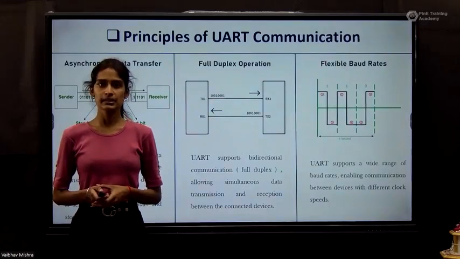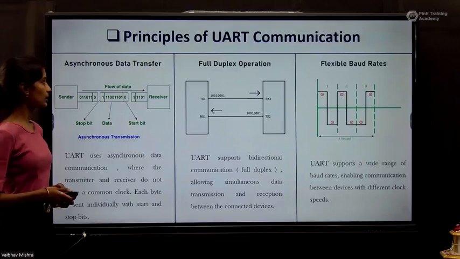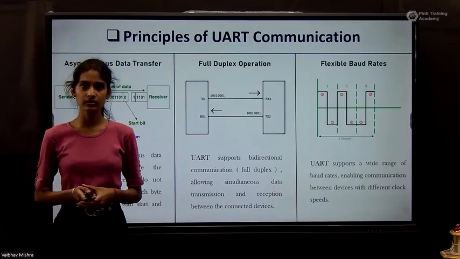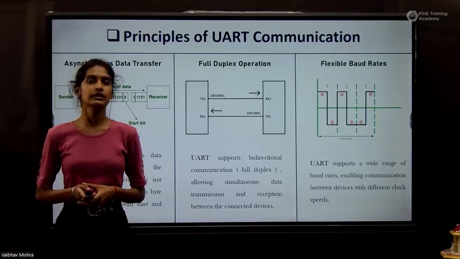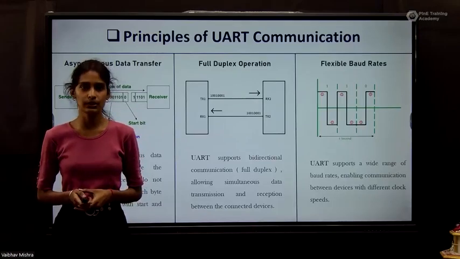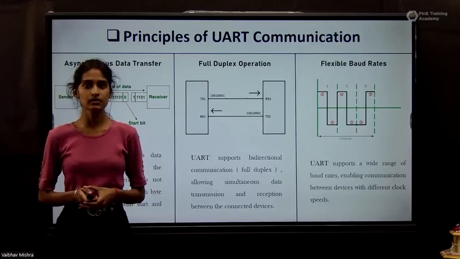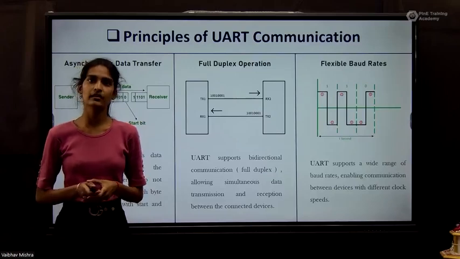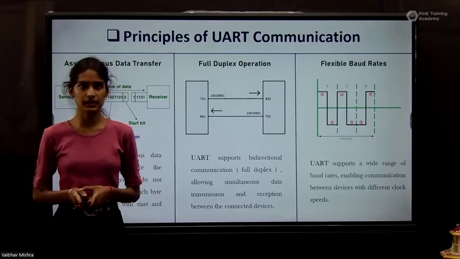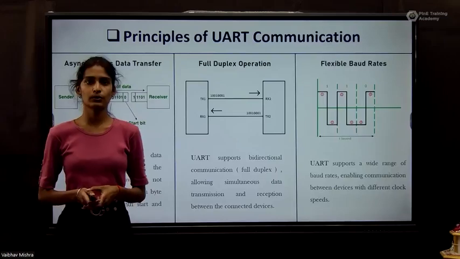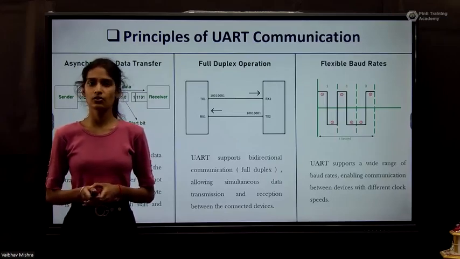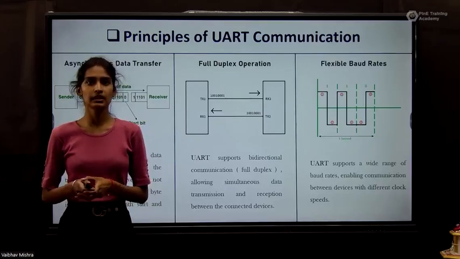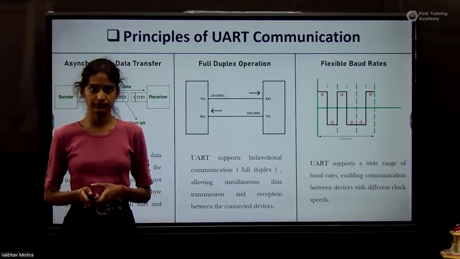UART basically follows three principles. The first one is asynchronous data transfer, which means the two devices that are connected together do not share the same clock frequency. The second principle is full duplex operation. UART supports bidirectional communication, which means transmission and reception occur simultaneously in a single device. The third principle is flexible baud rate. UART supports a wide range of baud rates, and through this flexibility, devices can communicate with each other at different clock speeds.